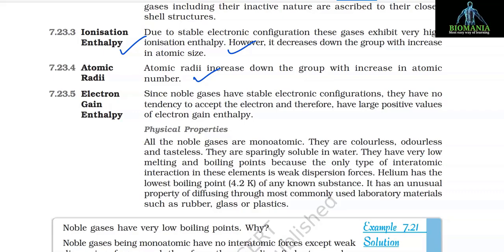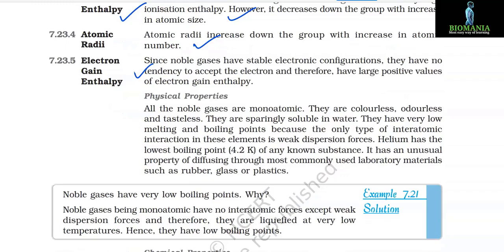Then after, electron gain enthalpy. Since noble gases have stable electronic configurations, they have no tendency to accept the electron and therefore have large positive values of electron gain enthalpy.